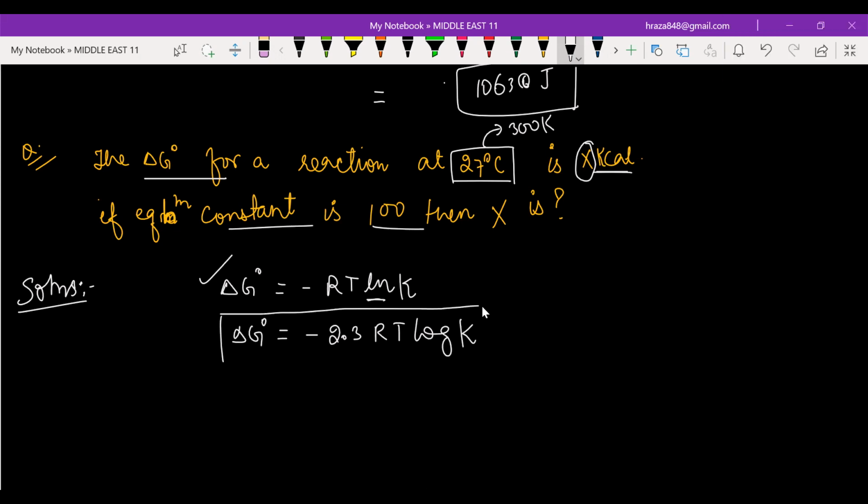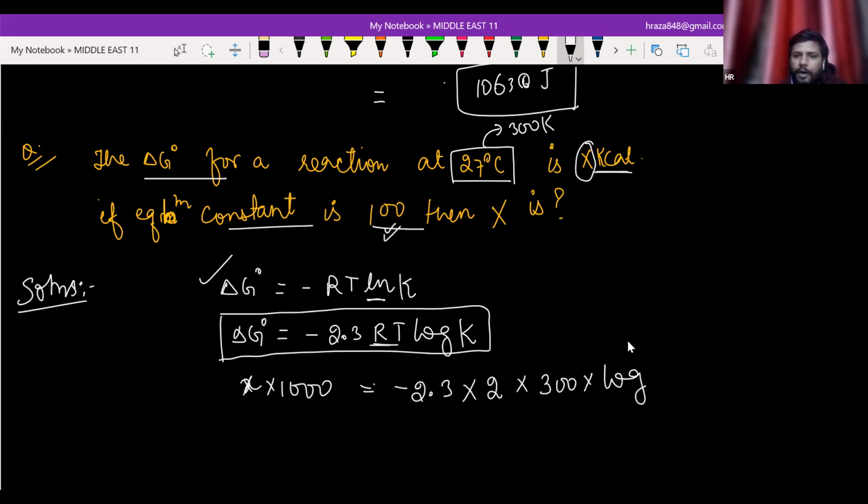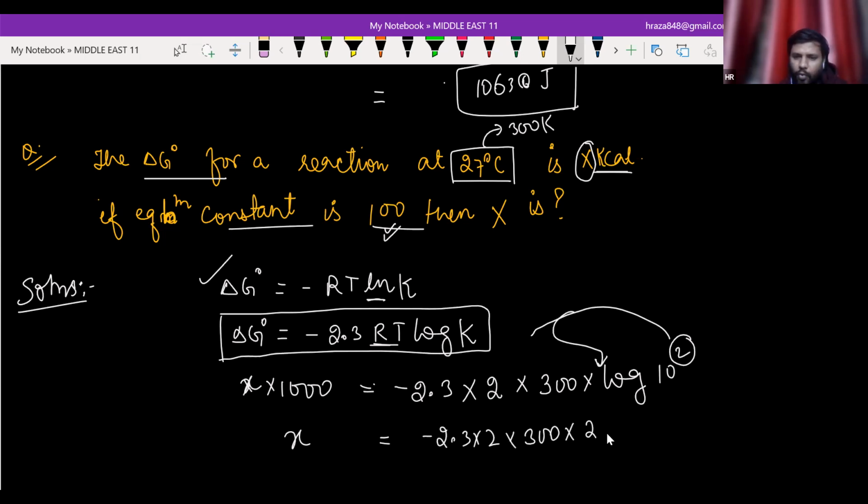Do you know this? Yes, sir. Now, delta G naught has a value which is X kilocalorie. So I am converting it into calorie. Then it will be X into 1000. And it will be minus 2.3, and the value of R in calorie, that will be equal to 2. I already told you in the previous class, states of matter. And temperature is 300. And log K, what is the value of K? K has a value which is 100. 100 means I can write 10 raised to the power 2, right? So I can easily write X is equal to, and whenever the log is in power, it will come down. Then you can see 2.3 into 2 into 300 into 2, and then this will be only log 10 left upon 1000.